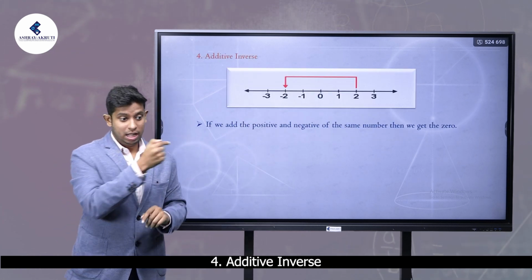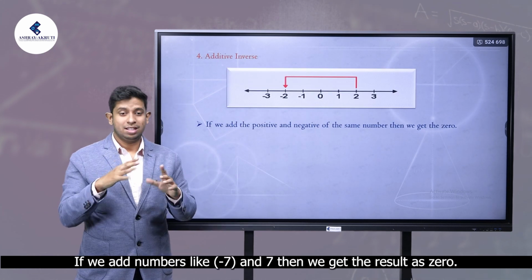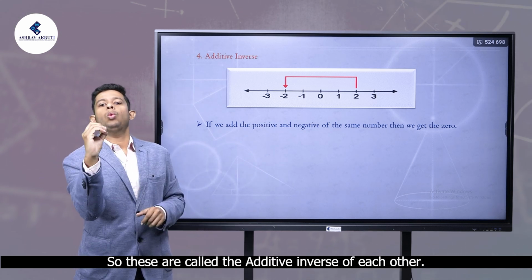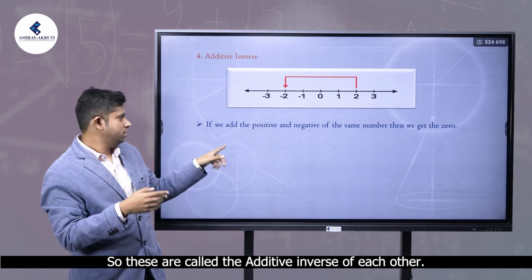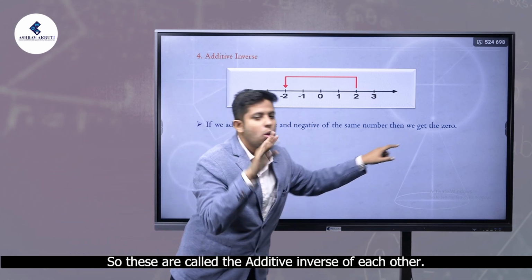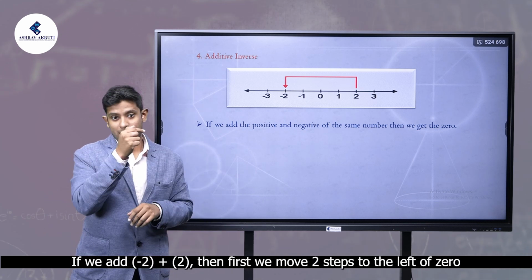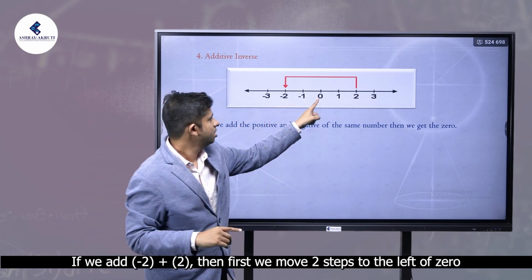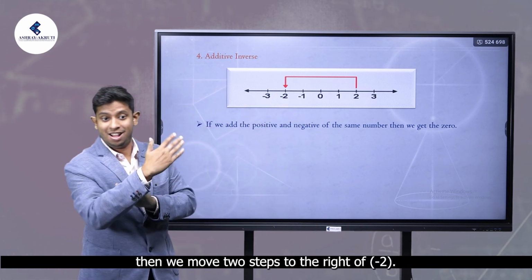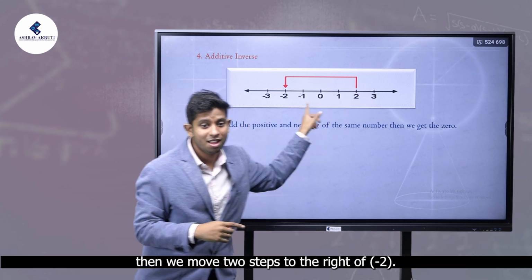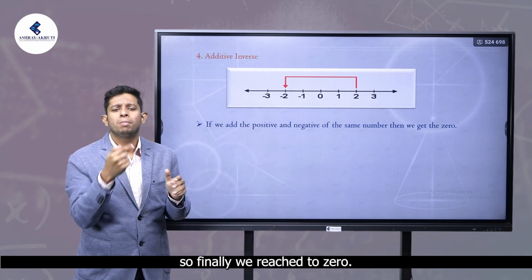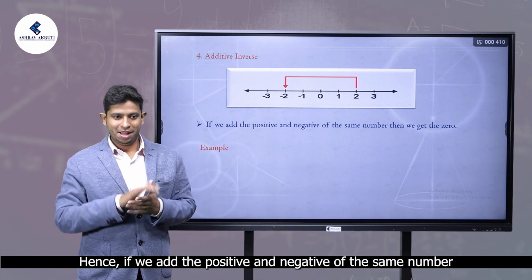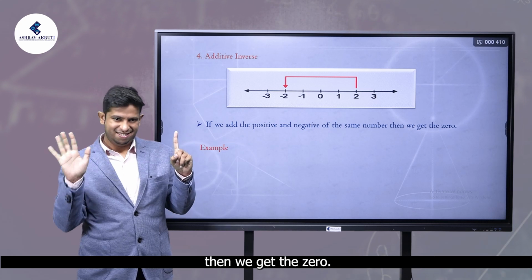Additive inverse. If we add numbers like minus 7 and 7, then we get the result as 0. So these are called the additive inverse of each other. If we add minus 2 plus 2, then first we move 2 steps to the left of 0, then we move 2 steps to the right of minus 2. So finally we reach 0. Hence, if we add the positive and negative of the same number, then we get 0.